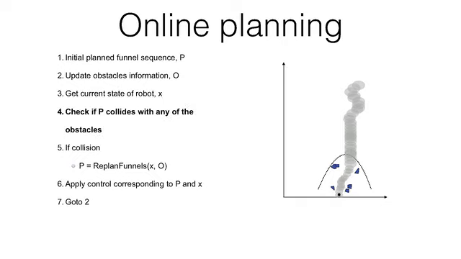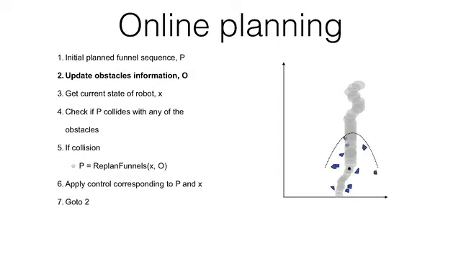And you check if your current funnel path collides with any of the obstacles you have seen so far. In this case, the answer is no. So then you apply the control corresponding to this funnel for this particular location and time, and that takes your robot some steps forward. Then you do this step again and again. So you again update obstacle information. If there are more obstacles, you get the current state of the robot, and then you check if the current plan collides with any of the obstacles. And in this case, yes.